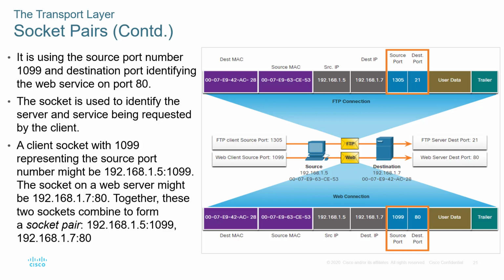So a client socket with 1099 will represent the source port, might be the IP address colon the port. This is how socket pairs are normally written. You will see the IP colon the actual port number. That is what I meant by the socket pair. You'll see them grouped like that. And this is not a well-known port, so realistically this might be a random source, and this might be the destination.